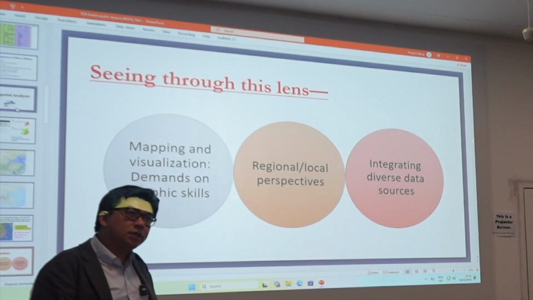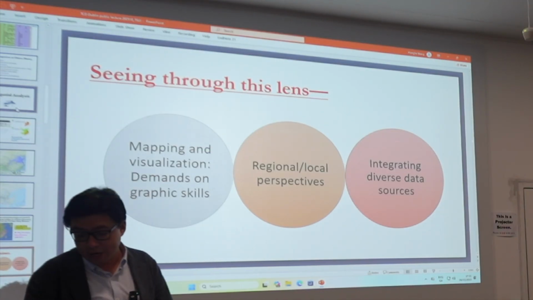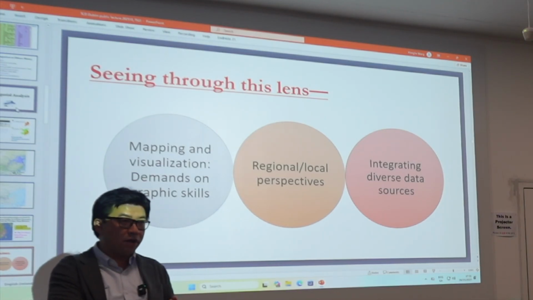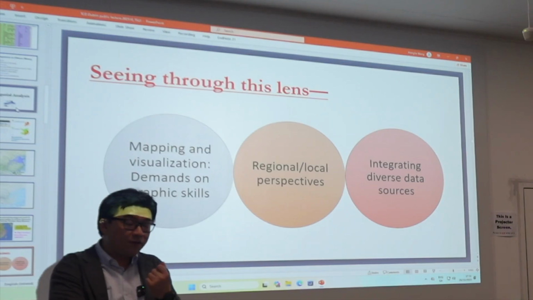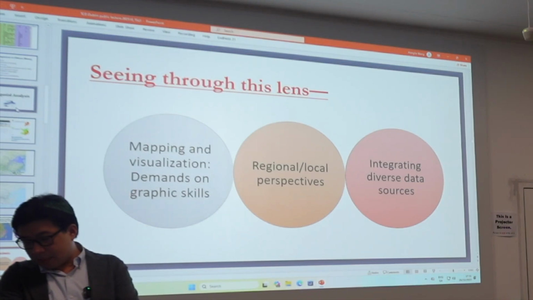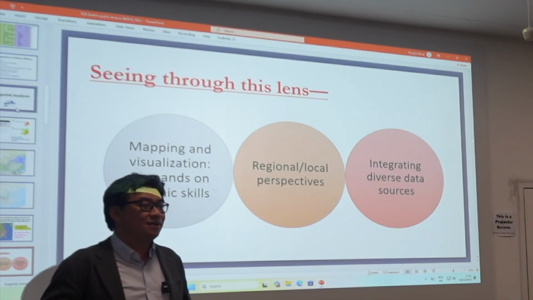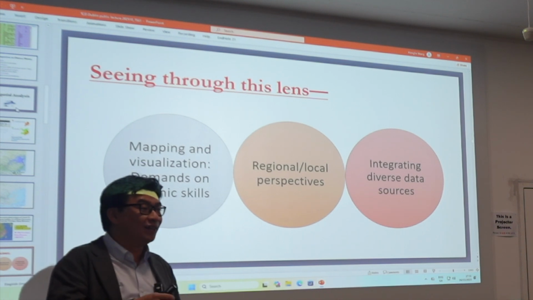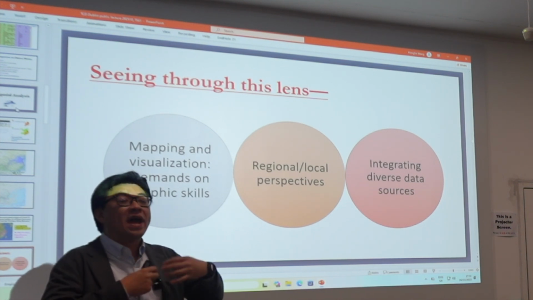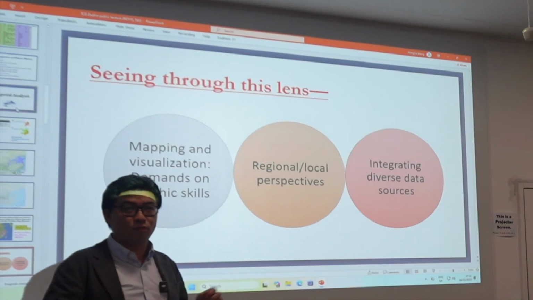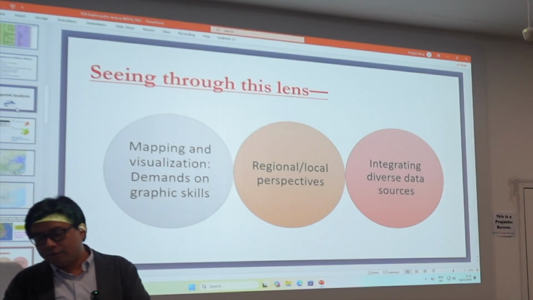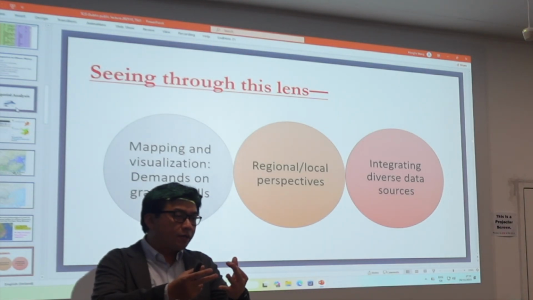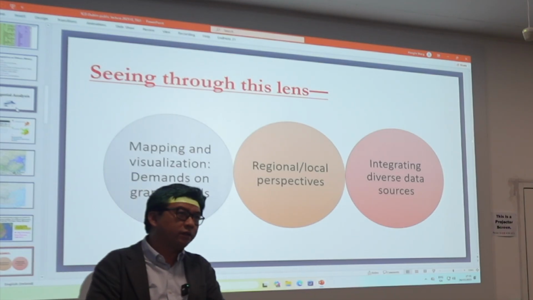using historical GIS and using geospatial analysis on this sort of data helps us, of course, map out the historical information, especially with distribution of people and so on. It helps us visualize. But it also poses some demands on graphic skills. Sometimes you could skew things by merely changing the color or changing the way you present how it's represented on a map. And of course, this sort of geospatial analysis is good for the focus on regional and local perspectives.